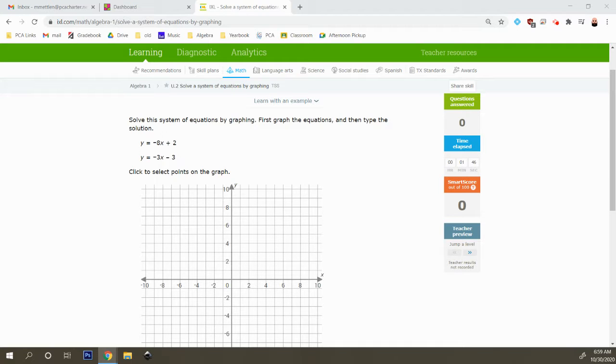Today's lesson is on solving systems of equations by graphing. And in this unit, we're going to solve a lot of systems of equations in different ways. Today just happens to be graphing. So what is a system of equations?